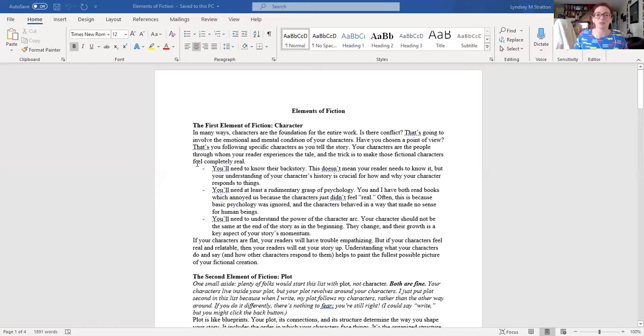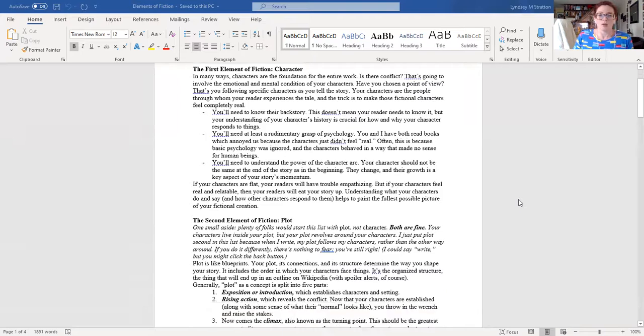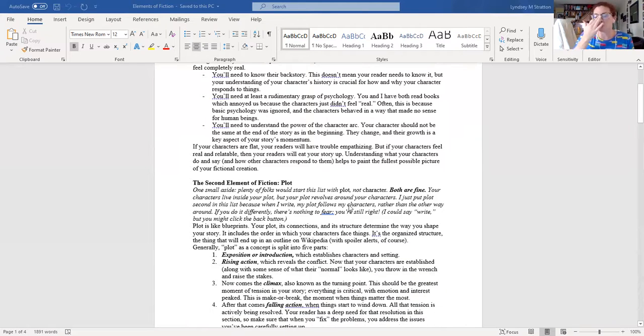All right, then the second one is plot. Obviously, this is the whole point of the story. What's happening? I also write here that a lot of people will put plot first, because most of the time we think of a story before we think of the people in the story when it's in our heads. But the characters are really who help to drive the plot. You can't have one without the other.